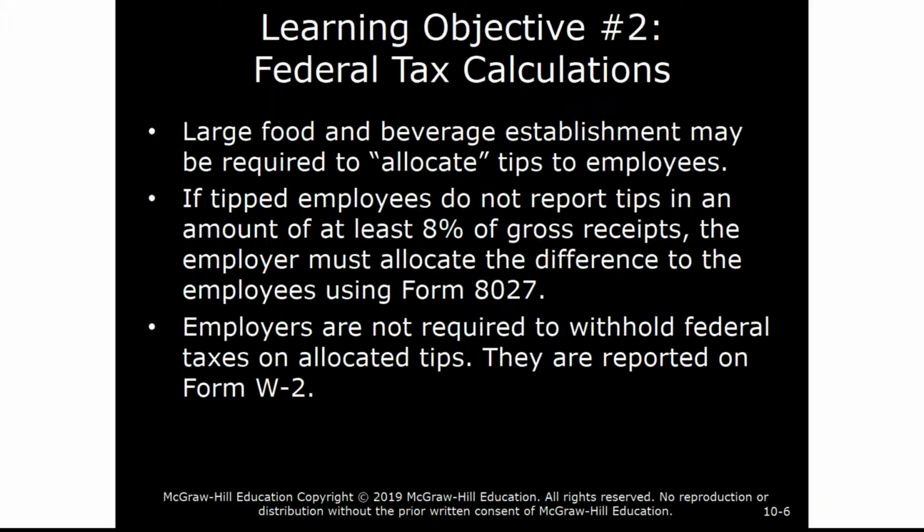Now, the employer would allocate these tips and then report them on Form 8027, which would demonstrate how the apportionment was made to the employees. It is interesting, I think, that the employers are not required to withhold federal taxes on allocated tips. But they would be reported on W-2, which means that the employee would have to pay income tax on them.